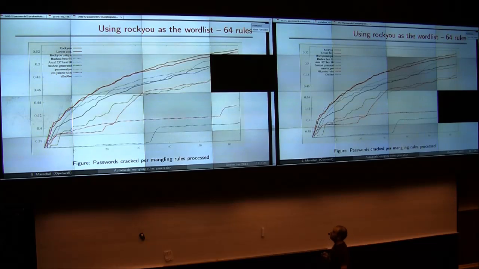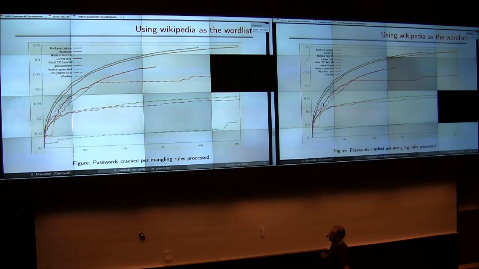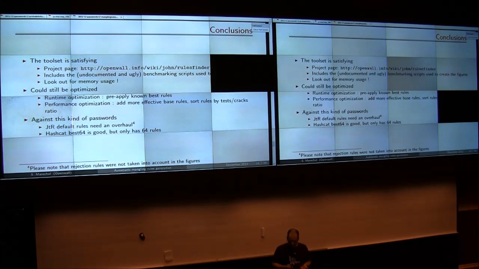What is also interesting is that when you use Wikipedia as a word list, it's not the same set of rules that wins. Yet, my tools generate rules that are significantly better than other tools. So that is the conclusion. It works fairly well. You just have to download it and you can try it. You can add your own rules, and I would be very interested in pull requests that have excellent rules.